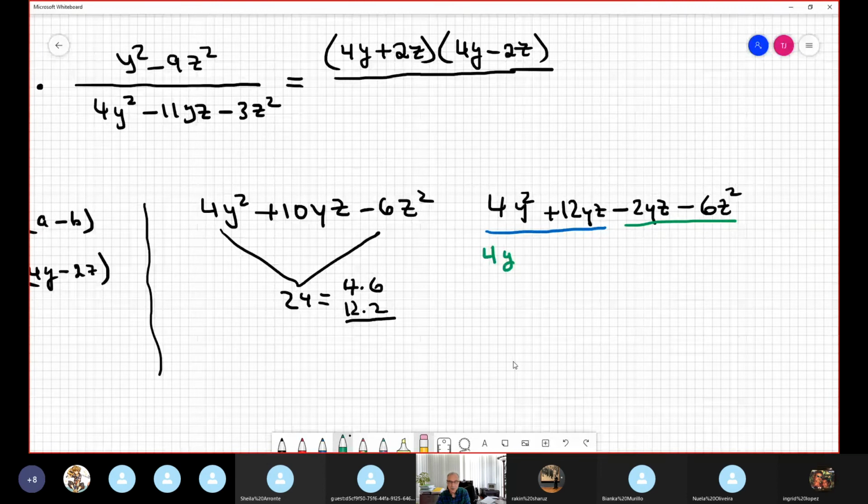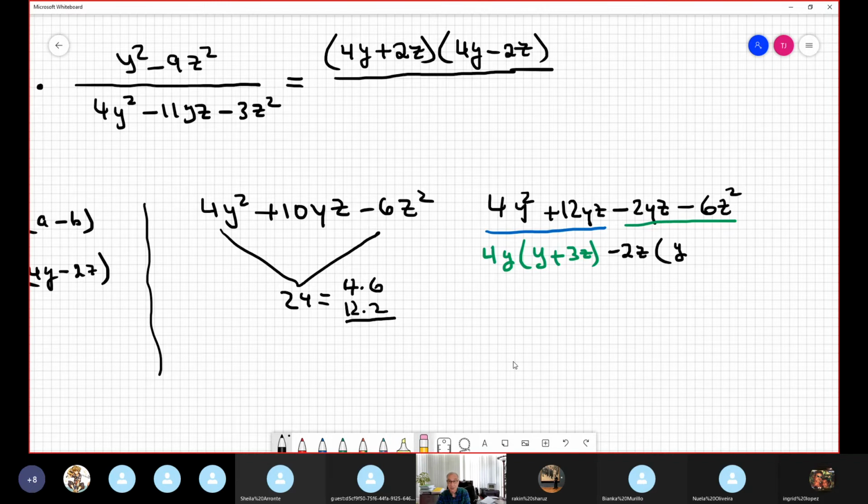For y, yeah, we have y plus 3z. I think okay. The gray common factor in the green part was negative 2z. And we have y positive.